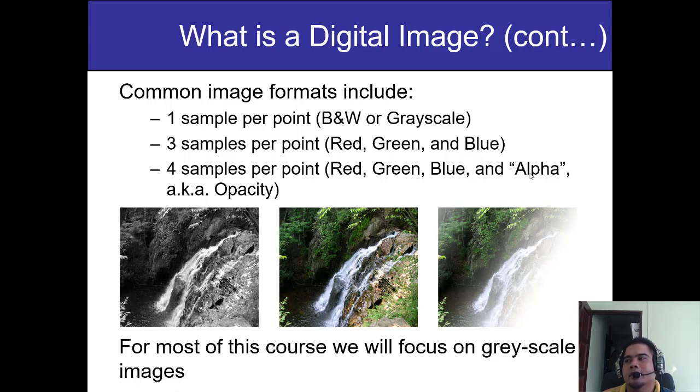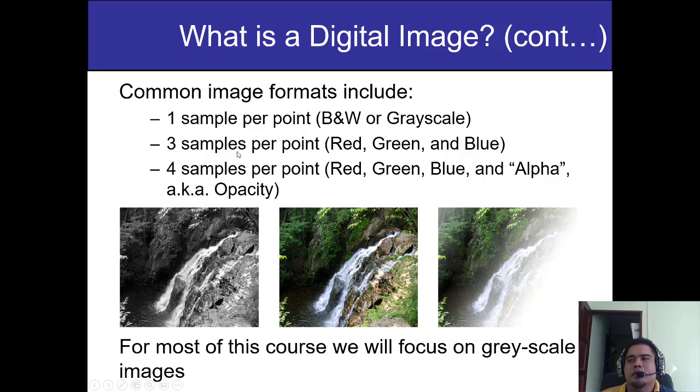But if you talk about an image without alpha components, then there are no transparency effects. What we focus on in this course is just the color image that consists of red, green and blue, but we don't process the alpha. So in our course, we just focus on the second one, which is the 3 samples per point. This is just to give you some additional knowledge.